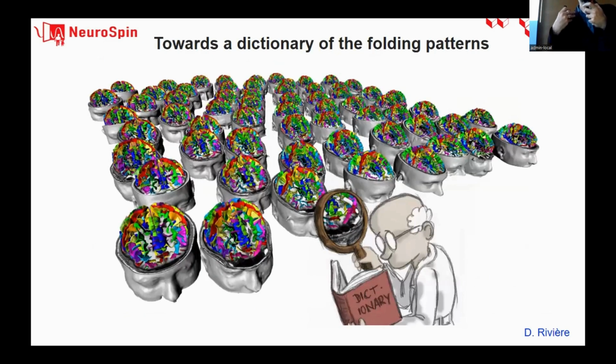And when you target this kind of objective, you have to do something which is very difficult. It's distinguish what is normal from what is abnormal. So we are trying to build a dictionary of all the variability of this pattern in the normal population that can be used to assess whether a specific pattern is more frequent in specific pathologies.